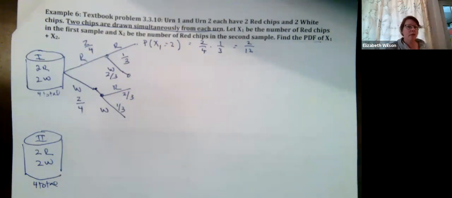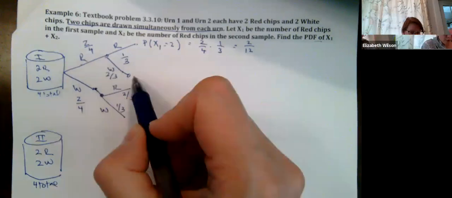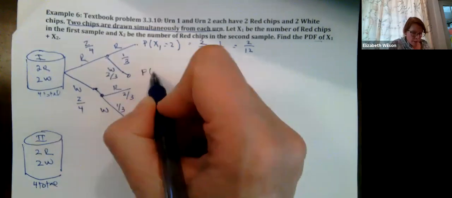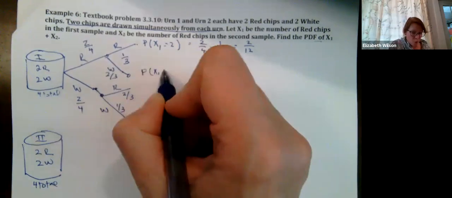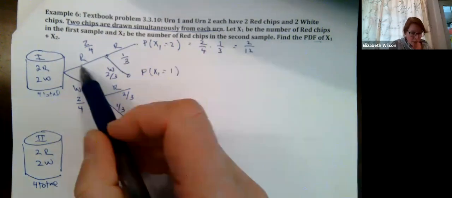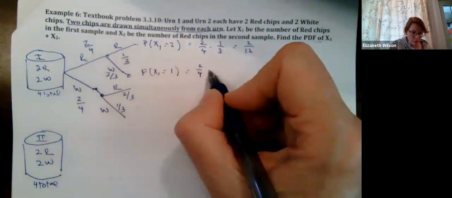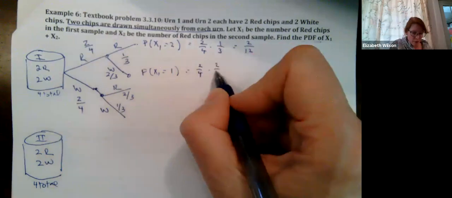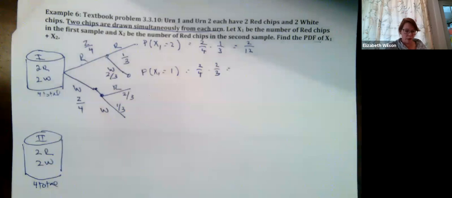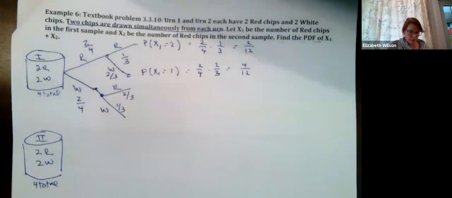Now here, I'm going to multiply this. This is the probability that my random variable x1 is equal to 1 red chip, because I have 1 red chip and 1 white chip. So you multiply the probabilities along this path, 2/4 times 2/3. Okay, 2/4 times 2/3 is 4/12. That's this path right here.